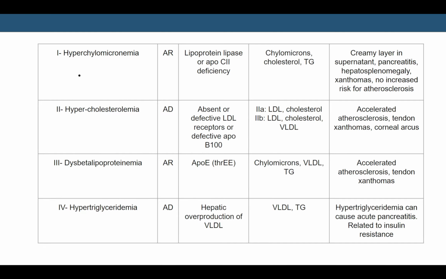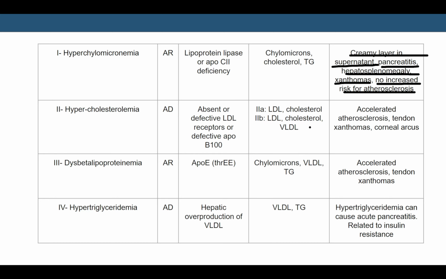Now clinically, hyperchylomicronemia, since it's the top one, you're going to get a top layer in the supernatant. It's a creamy layer. You're also going to get pancreatitis, hepatosplenomegaly, and xanthomas. You have to also know that there is no increased risk for atherosclerosis, and patients can live a normal life with this, so they can just follow a diet and they'll be okay.